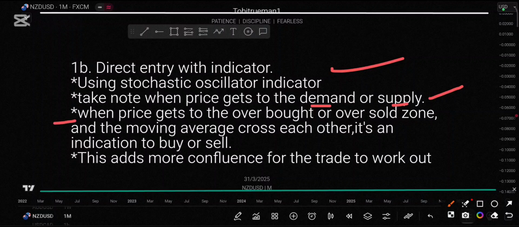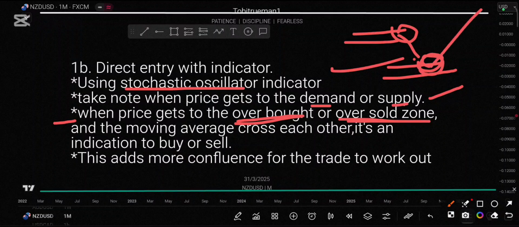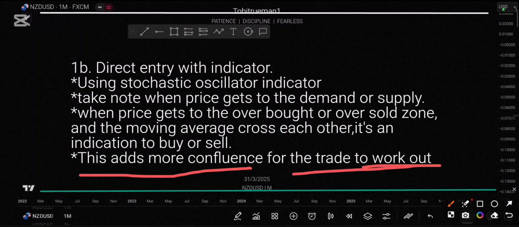Then, when price gets to the overbought or oversold zone, this time we look at the indicator, the stochastic oscillator. How this indicator works is that it has overbought and oversold zones. If price has been overbought, we can look to sell; if price has been oversold and gets to that zone, we can buy. That is just the confluence we'll be looking for. This adds more confluence for the trade to work out.